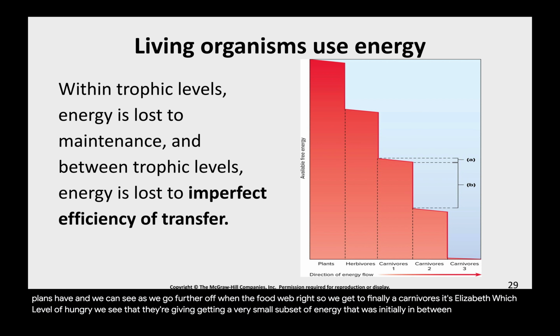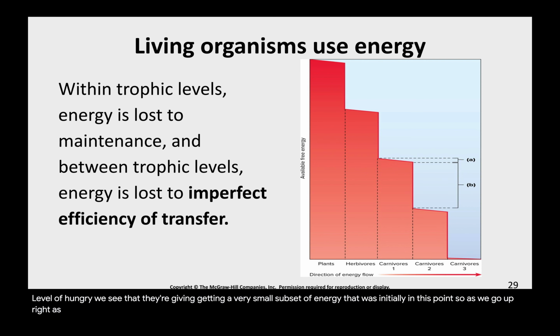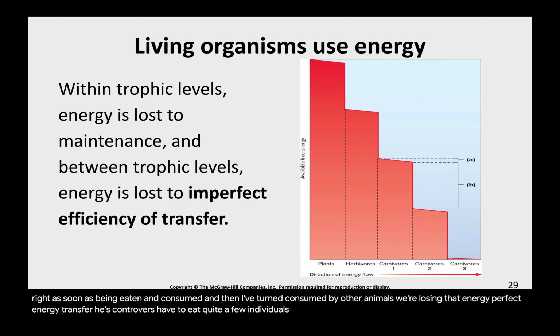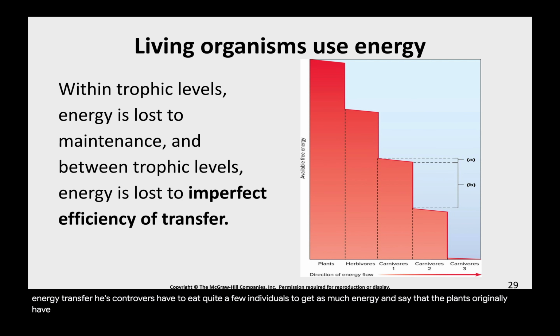So as we go up, right, as food is being eaten and consumed, and then in turn consumed by other animals, we're losing that energy. It's this imperfect energy transfer. These carnivores have to eat quite a few individuals to get as much energy as, say, that the plants originally had, right?